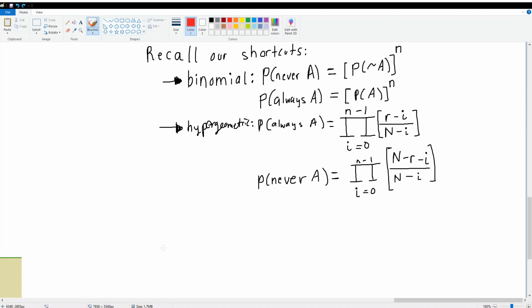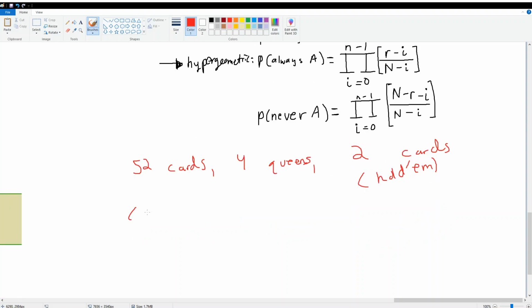So, for example, let's suppose we have a deck of 52 cards. We have 4 queens, and we choose 2 cards. Let's say it's Texas Hold'em. What are the chances of getting 2 queens? What are the chances of getting no queens? Let's think of it this way: both queens, and then no queens. We have to use hypergeometric because we can't get the same queen twice, but we get to use the shortcuts. I'm going to show you how.